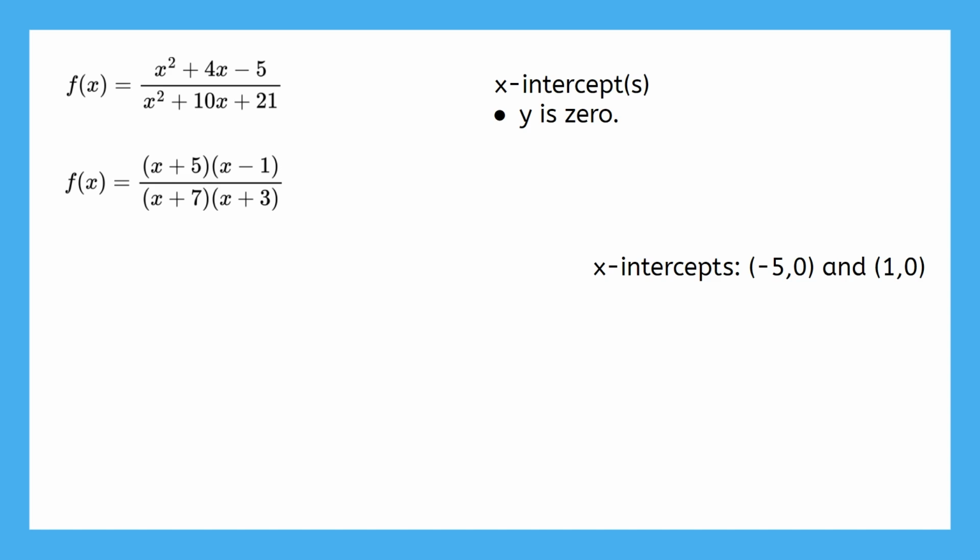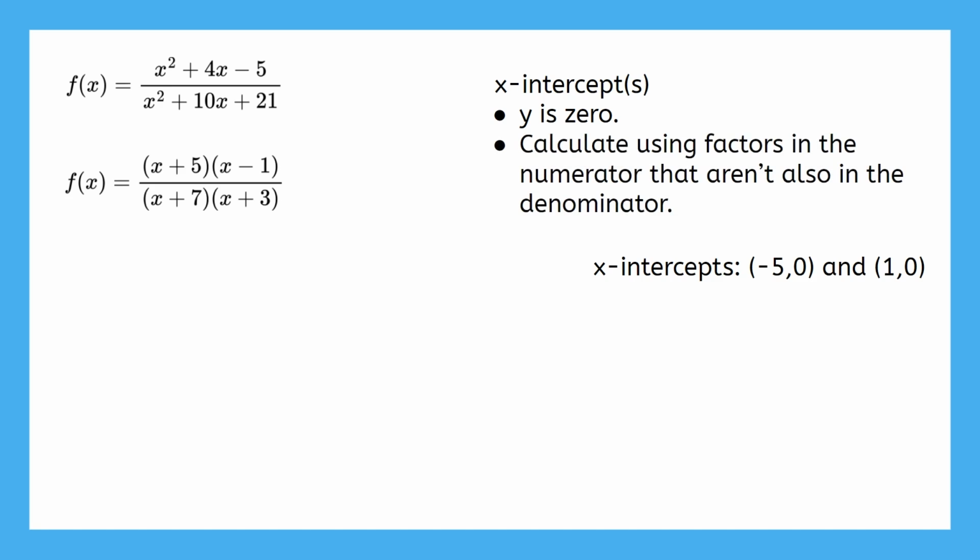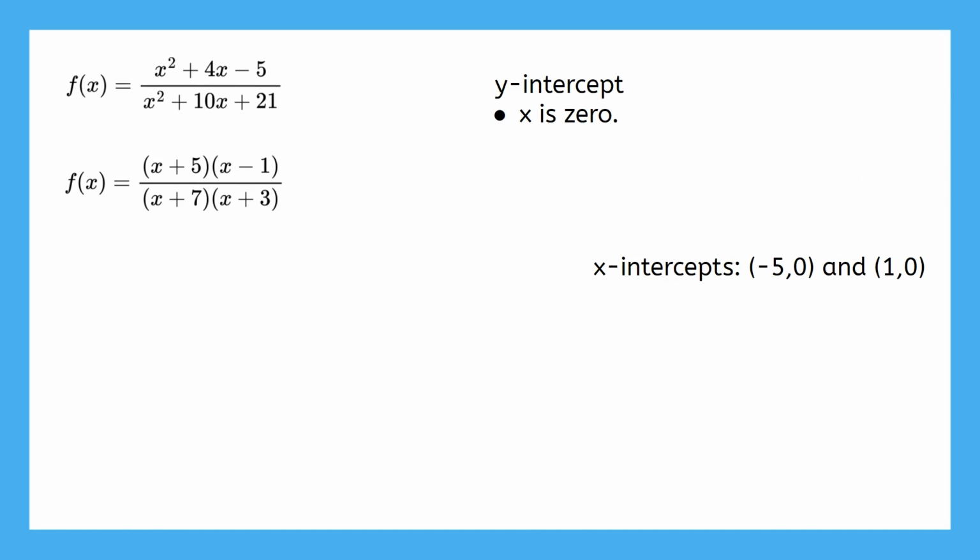Let's add a little reminder to our list here to help us remember what we just did. Let's say that we calculate the x-intercepts using factors that are in the numerator that aren't also in the denominator. Now, let's find the y-intercepts. We know that the y-intercept occurs when x is 0, so for finding the y-intercept, it's actually easier to use the unfactored form of the function.